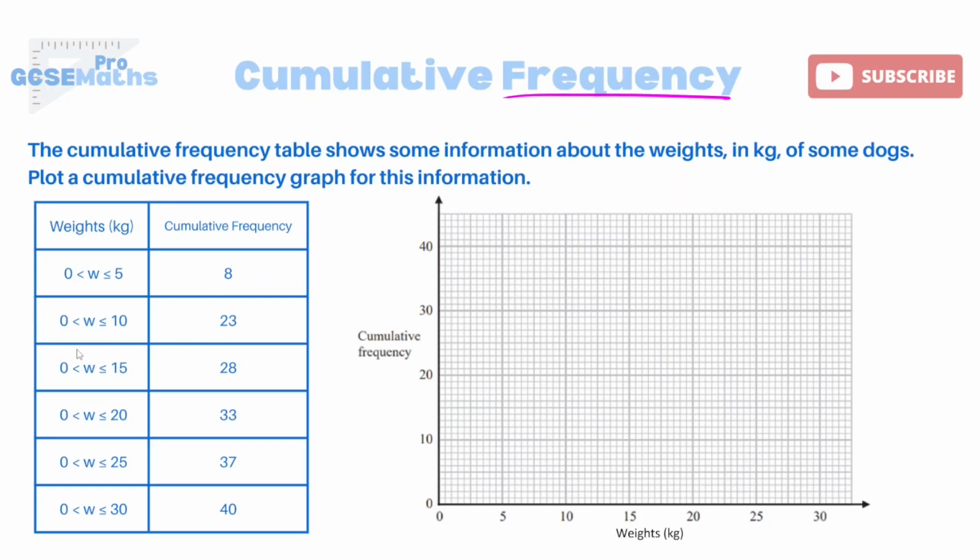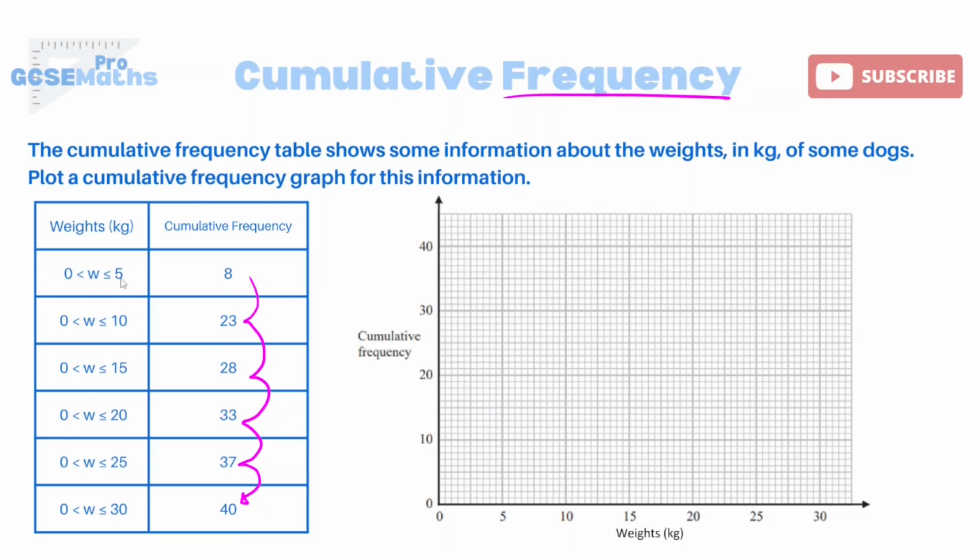The cumulative element comes in where, do you see how the second row still starts with 0, but now it goes up to 10 kilos? So obviously the second row is also including the first row because it's going from 0 to 5 and also then 5 to 10. It's including those first 8 dogs plus however many dogs from 5 to 10 there are. So you should see that each time your cumulative frequency table should be increasing. It will never decrease if it's cumulative. Every time we're adding more.